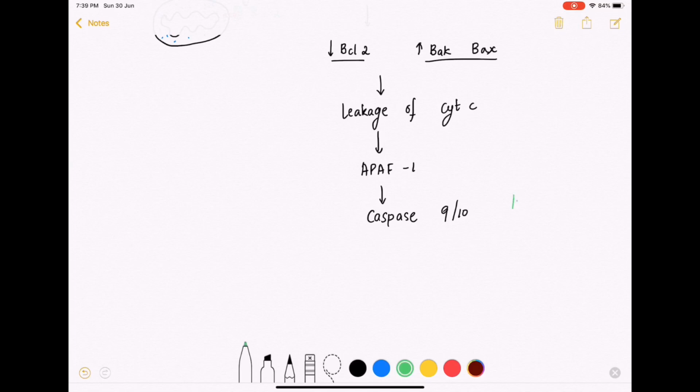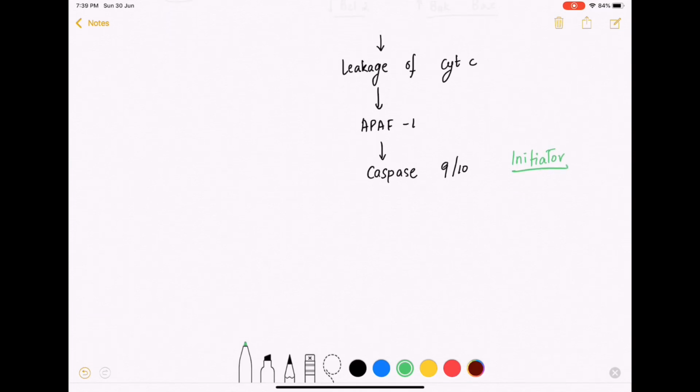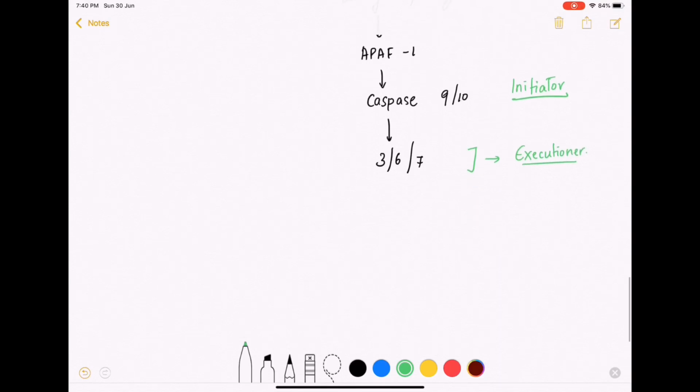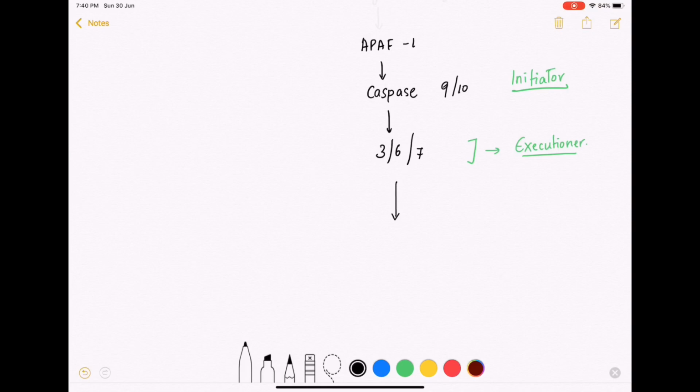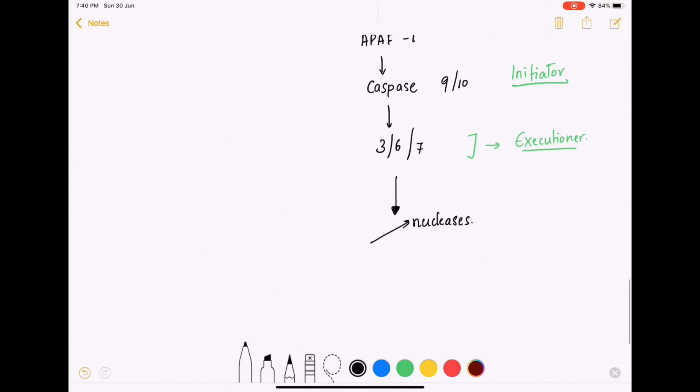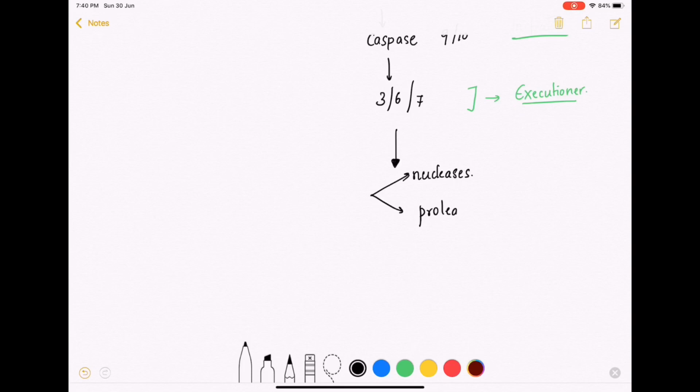These caspases are called the initiator caspases for the intrinsic pathway. They're called initiator caspases because they further activate caspase number 3, 6 and 7, which are called the executioner caspases. How are they executing the apoptosis job? They activate two sets of enzymes. One is nucleases, which bring about the degradation of the nuclear material. The second is proteases, which bring about the degradation of the protein material. Now that the nuclear and protein material of the cell is degraded, the cell can no longer survive. So this brings about apoptosis.